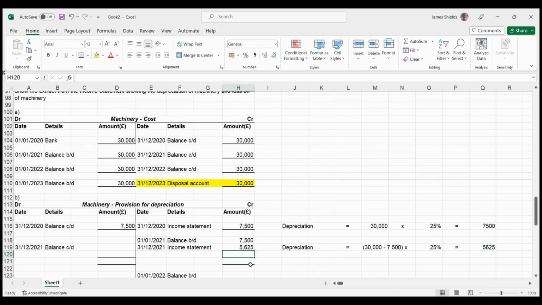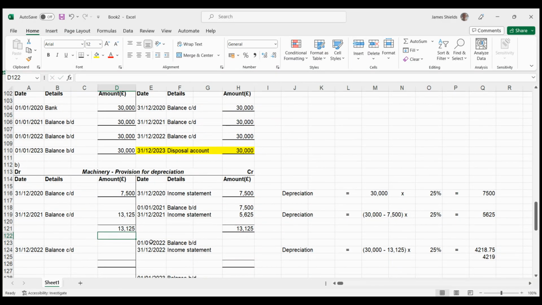So if I total up my credit side, I'm going to have 13,125. That means my balance carried down at the end of 2021, my total depreciation, is going to be 13,125. So let's check that. It's 13,125. And again, the total on the debit side will also be 13,125. So the 1st of January 2022 now, we've got the balance brought down. It's going to be the balance carried down on the 31st of December 2021. So that's going to be our 13,125.